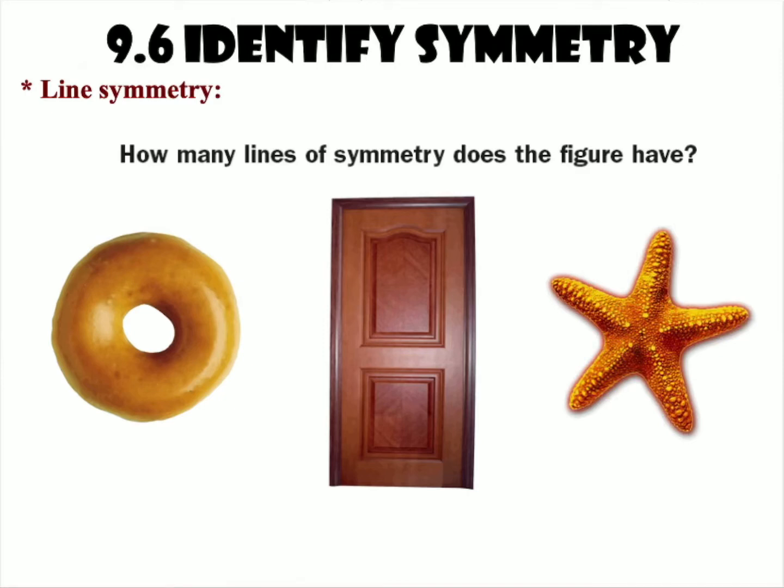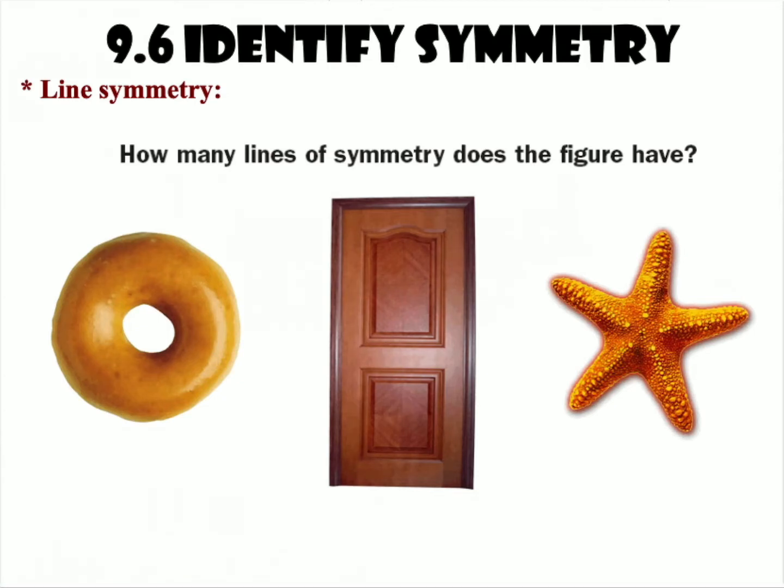Today we're talking two types of symmetry, line symmetry and rotational symmetry. So first is line symmetry, which deals with reflections. We think about if an object has a line that you could draw through it so that if you folded it or reflected itself, it would look the same on both sides.